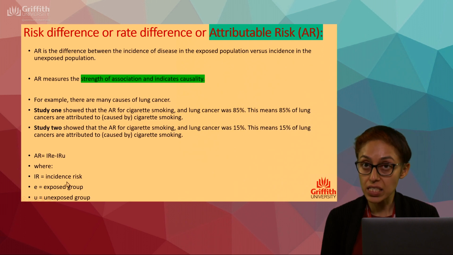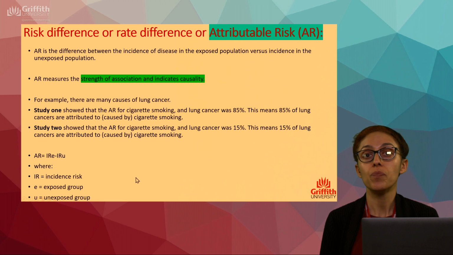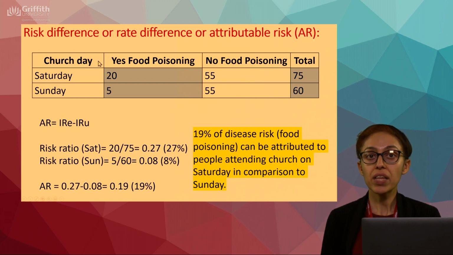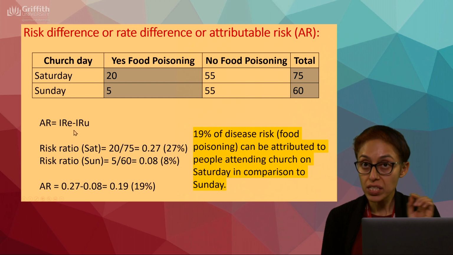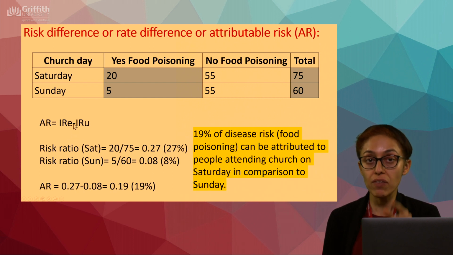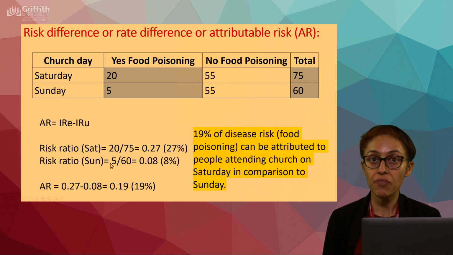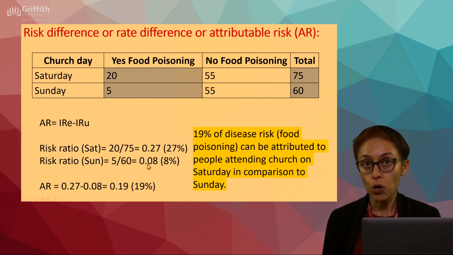Again, IR is the incidence risk. You have your exposed group and then you have your unexposed group. It's the same example, guys. 75 people visit the church on a Saturday, 20 of them get food poisoning. 60 people visit the church on Sunday, 5 of them get food poisoning. You have a different sign. This time you do not have a division sign. You do the exact same thing, 20 divided by 75, 5 divided by 60. This is what you get.